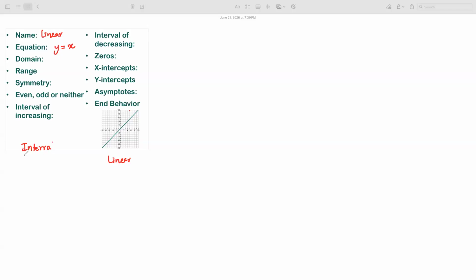Because everything will take time. We are going to stick to interval notation. What is the domain? Minus infinity to infinity. Yep. Range is also minus infinity to infinity.